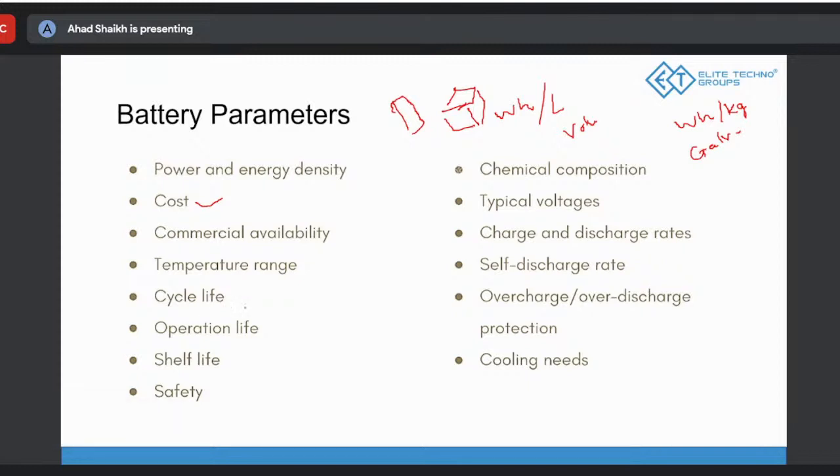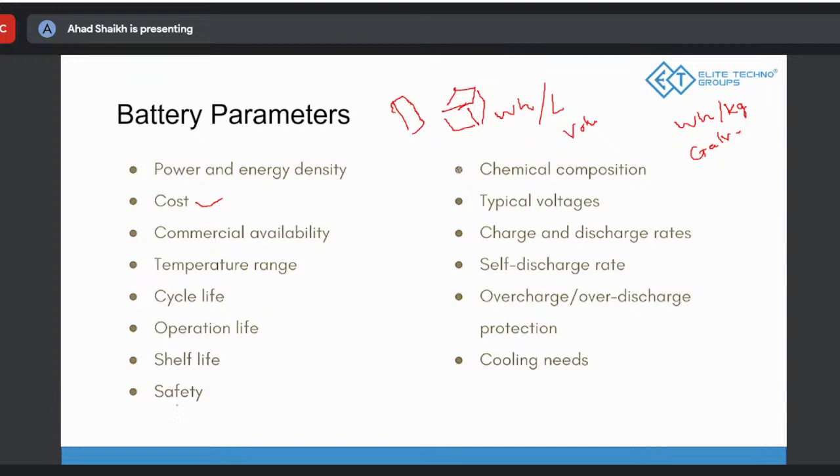For lithium titanate, it's around 800 to 1000 life cycles. So that's how it differs for different types of batteries. Operation life is where it gives the optimal performance, like it does not completely drain out. Shelf life is about the component it is enclosed in. And from a safety perspective, does it catch fire or just release smoke? Those things have to be considered.